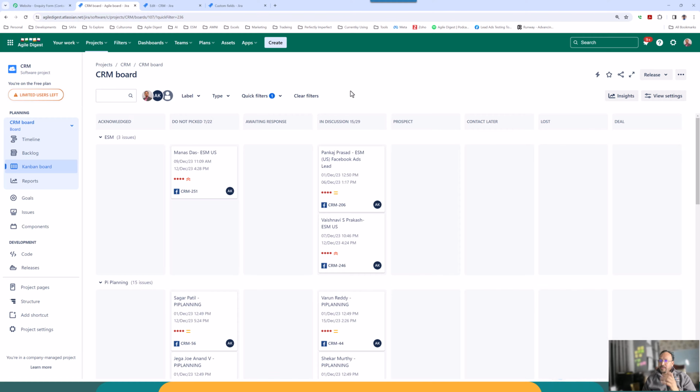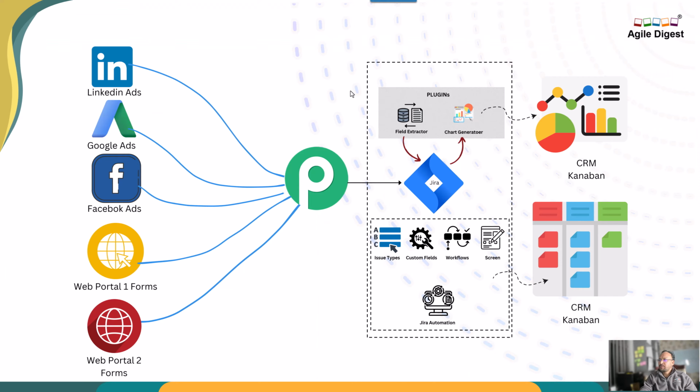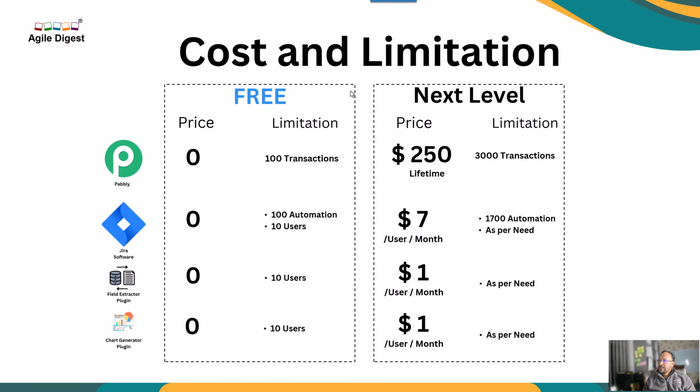And quickly we'll talk about, if you want to do that, few areas that we will be looking into: the pricing model, the cost and limitations. We have something. If you talk about Pabbly, for the zero-cost free pricing, Pabbly has a limitation of 100 transactions. Jira has 100 automations and 10 users. So that is the free edition.